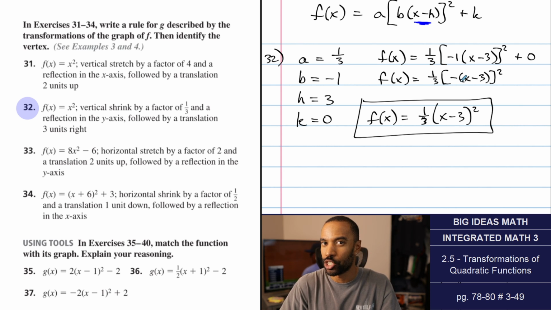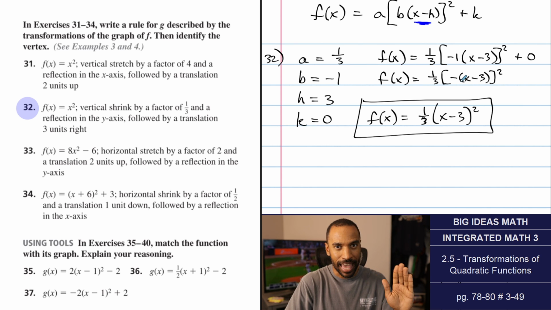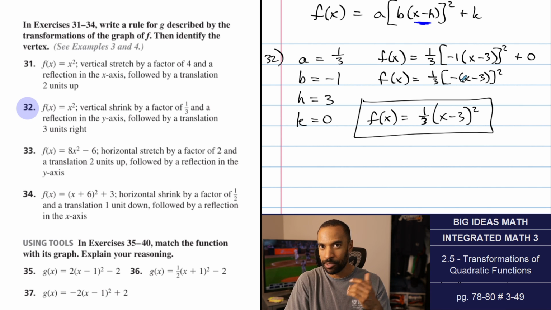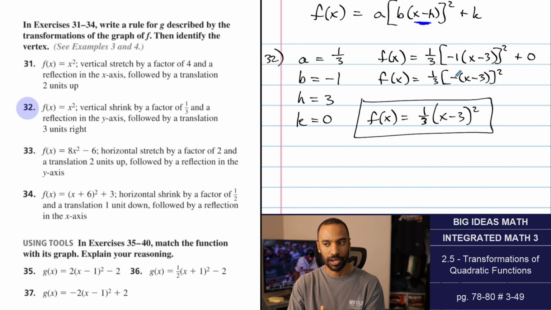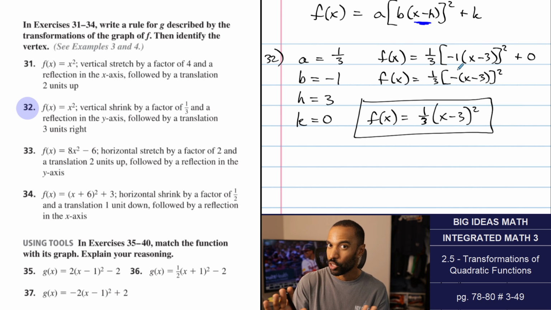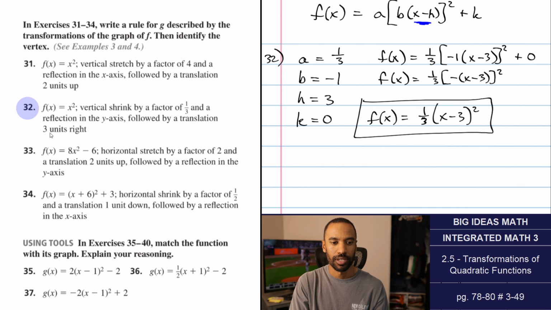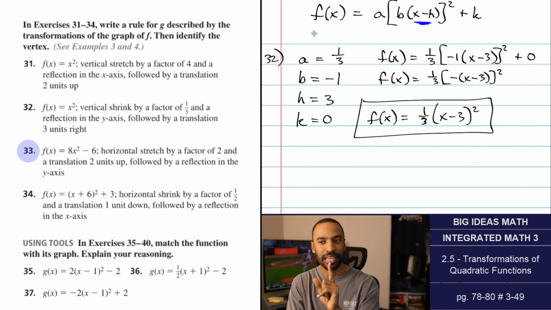Notice they said followed by a translation 3 units to the right. You didn't translate 3 to the right and then reflect it. You reflected it and then translated 3 right. That means the reflection didn't change anything. And it didn't. It didn't change anything. Squaring a negative turns it positive. Little tricky, but they mention horizontal components. And they're doing more horizontal components on these ones, and I'm going to keep talking about them in this form.